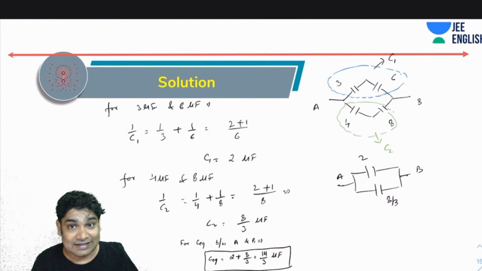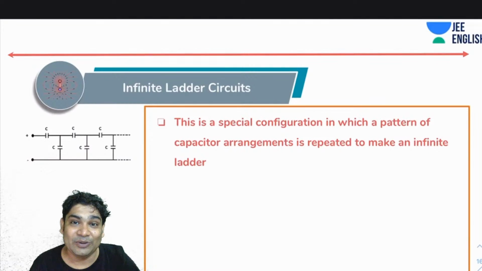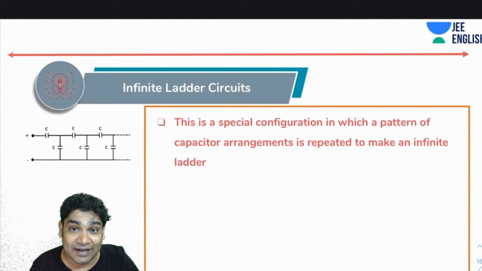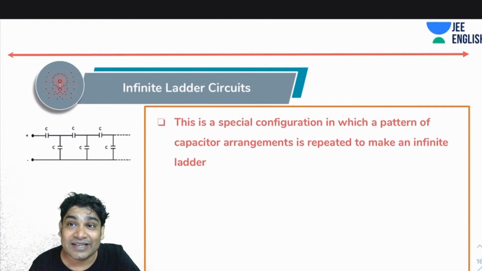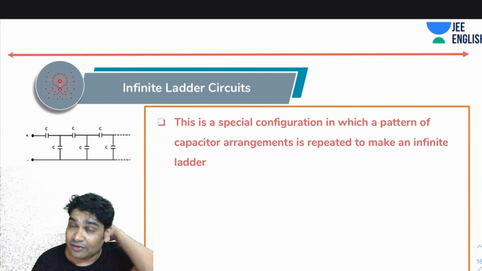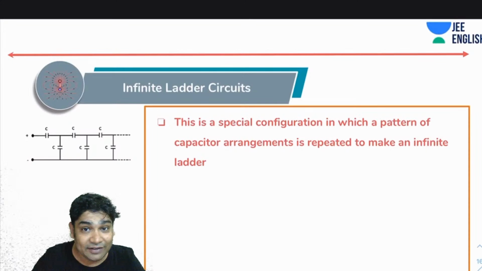Alright, so that is how you solve problems like this. I hope you guys are clear. And Mahendra obviously is clear because he's getting the right answers. Now let's also take a look at a very special case, an infinite ladder circuit. So in this kind of special configuration, you have a pattern of capacitors. This keeps on getting repeated to form an infinite ladder.